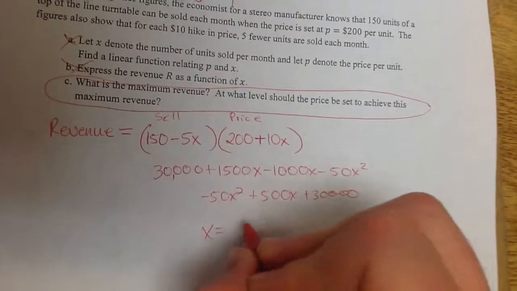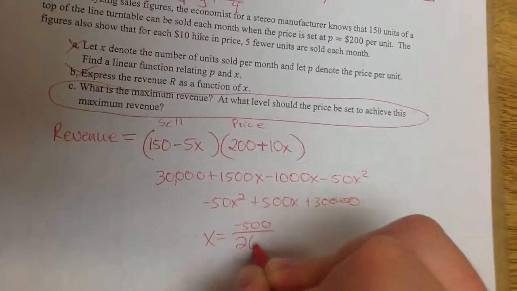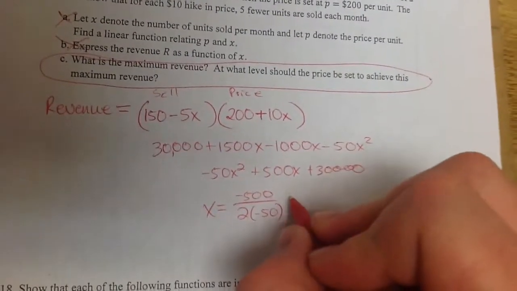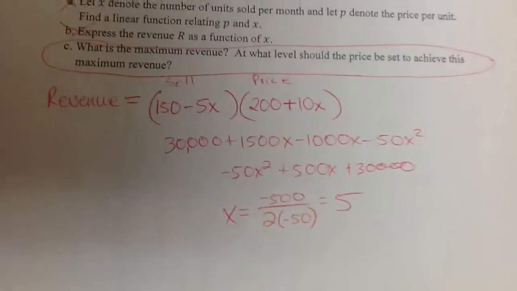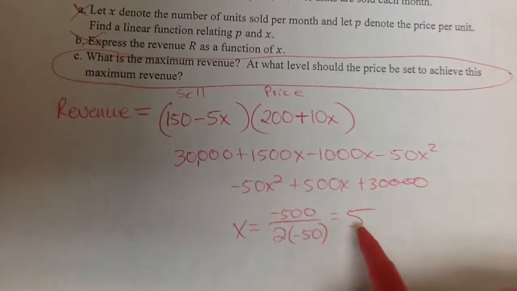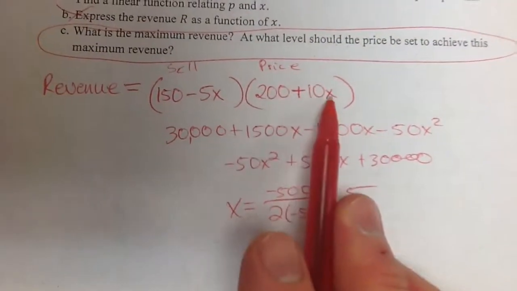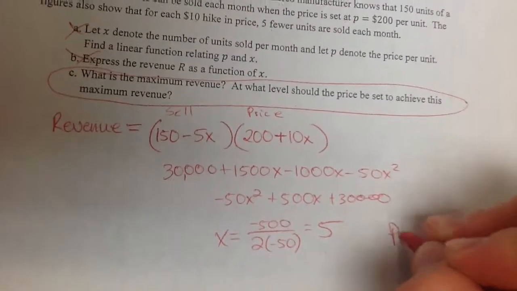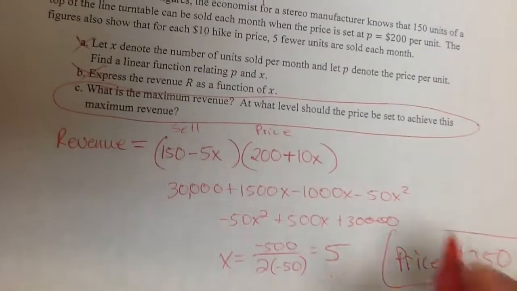So x equals, if you're going to maximize that, negative b over 2 times a. Did I just get it wrong? So that's 5. Well, remember, x was the number of times the price got increased by $10. So if x is 5, the price would be 200 plus 10 times 5, which is $250. So you should charge $250.